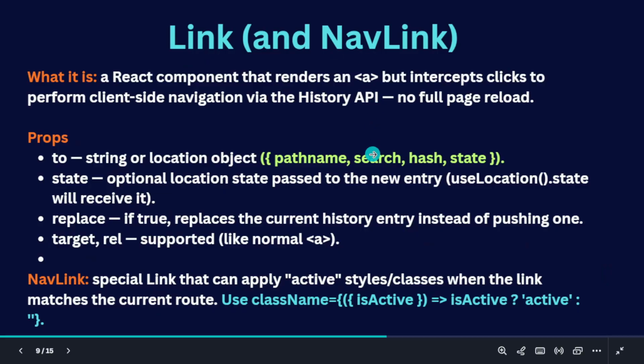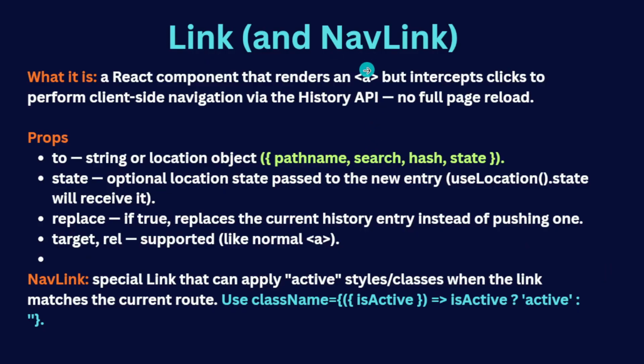And now Link and NavLink. So now, a few components, and yeah, I can explain. So what are Link and NavLink? Okay, so a React component that renders, so this is a component, not a hook. Link is a component, instead of an anchor, right? But it intercepts clicks to perform client-side navigation via the history API. So this is the JavaScript concept, and no full page reload. So the Link component helps you navigate from one page to another page by clicking it, right?